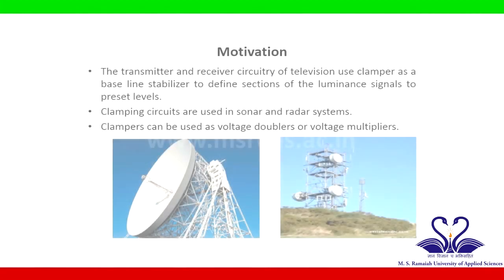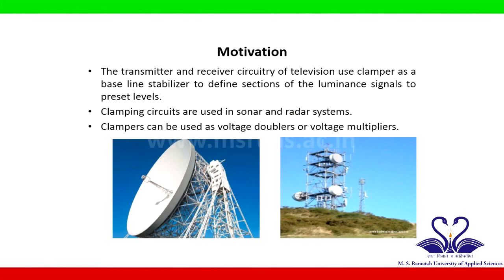Motivation to this experiment are the transmitter and receiver circuitry of television uses clamper as a baseline stabilizer to define sections of the luminance signals to preset levels. Clamping circuits are used in sonar and radar systems. Clampers can be used as voltage doublers or voltage multipliers.